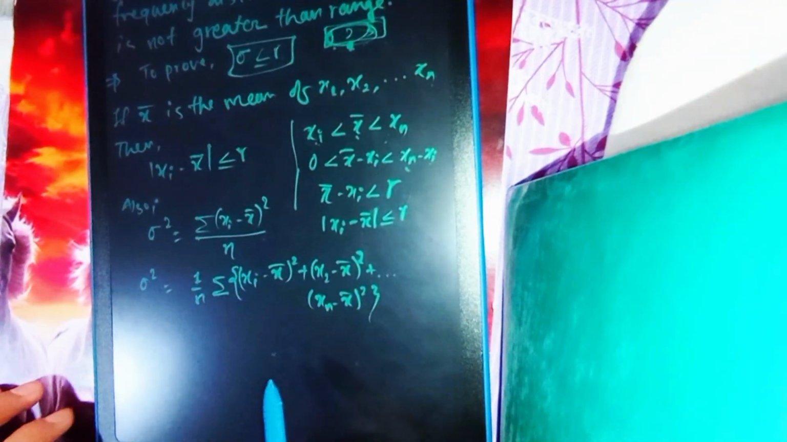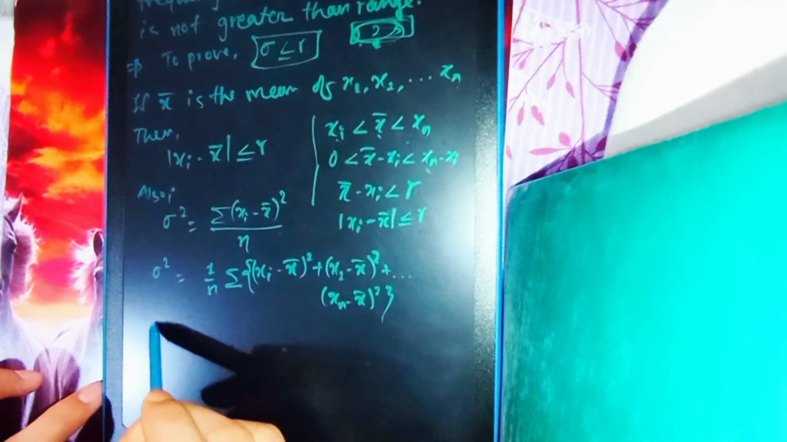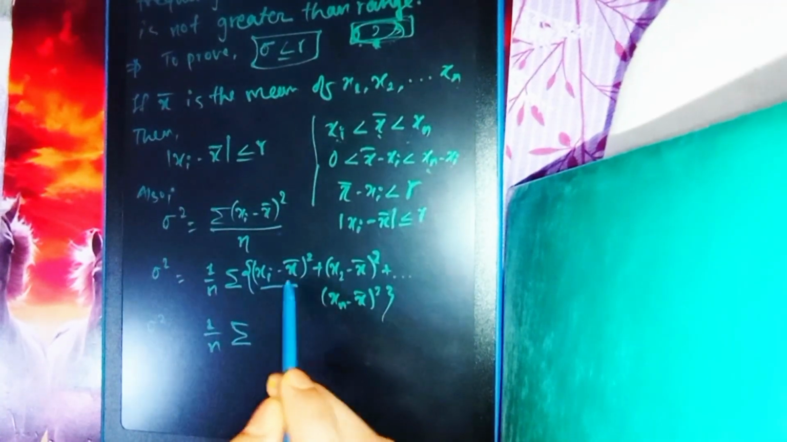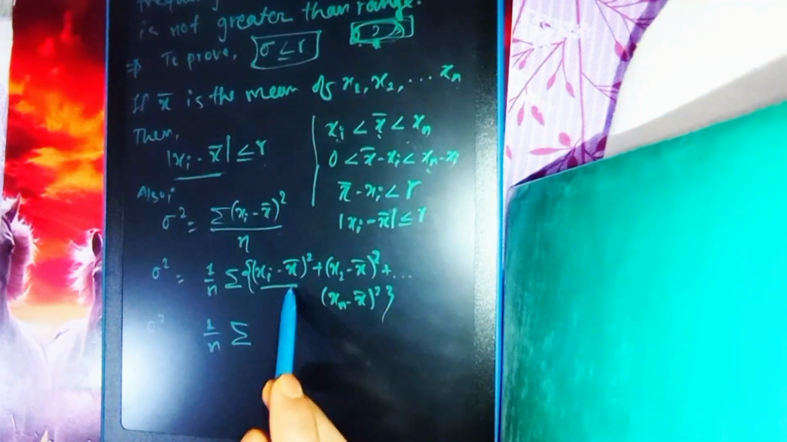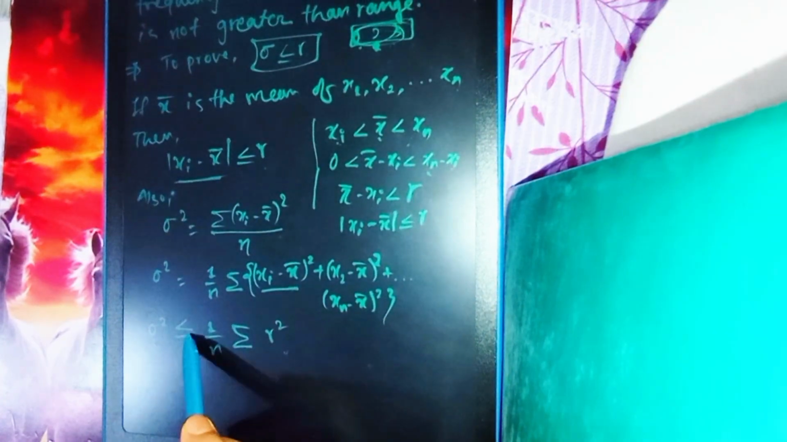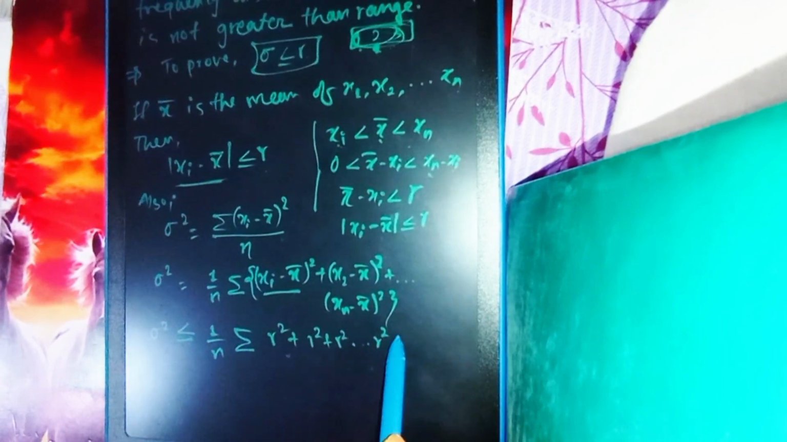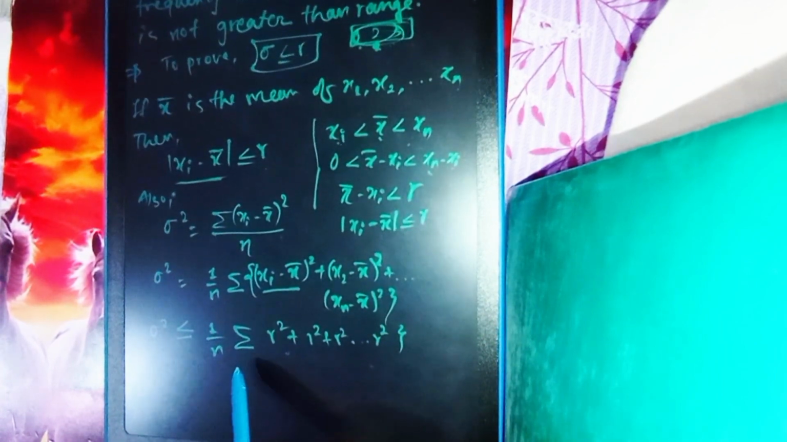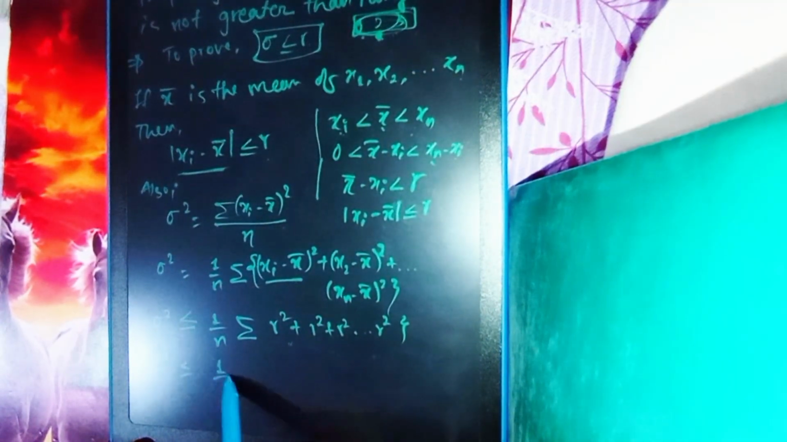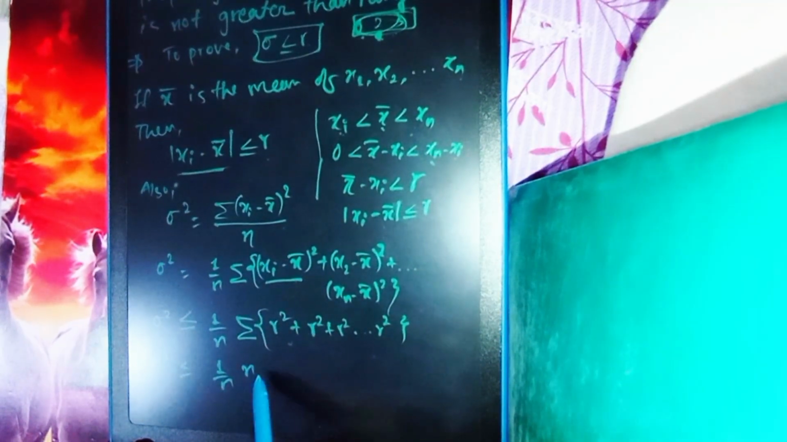So we wrote everything for the whole series, and now if we write 1 by n and the summation, each term here is at least r, so the square is at least r square. Here the sign will be the other way, so sigma square should be greater than or equal to 1 by n times (r square plus r square plus ... up to r square).